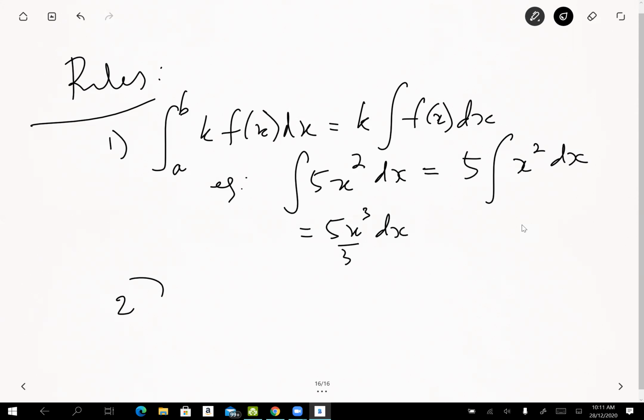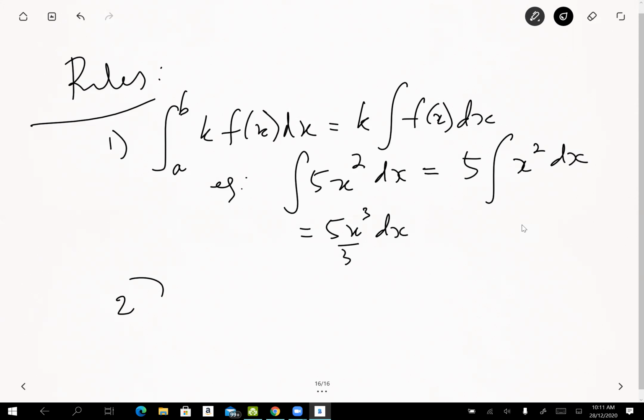Before we break out the bracket, you know, plus 2x dx. Integral from 3 to 5.